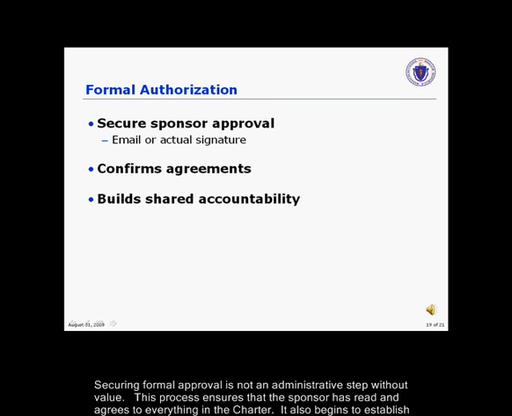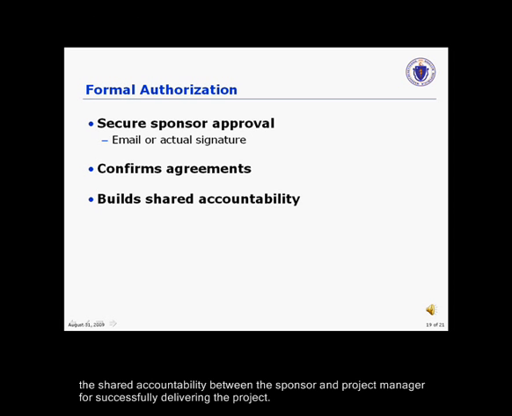Formal approval. Securing formal approval is not an administrative step without value. This process ensures that the sponsor has read and agrees to the charter. It also begins to establish the shared accountability between the sponsor and the project manager for successfully delivering the project.